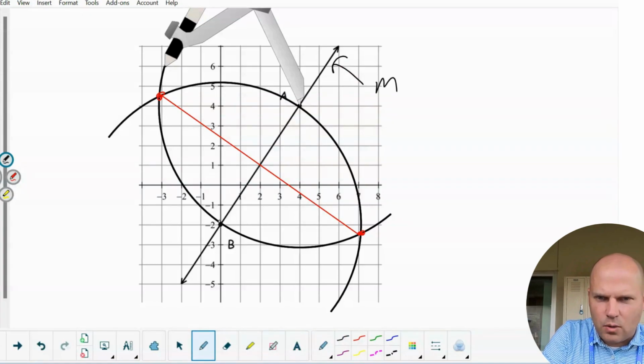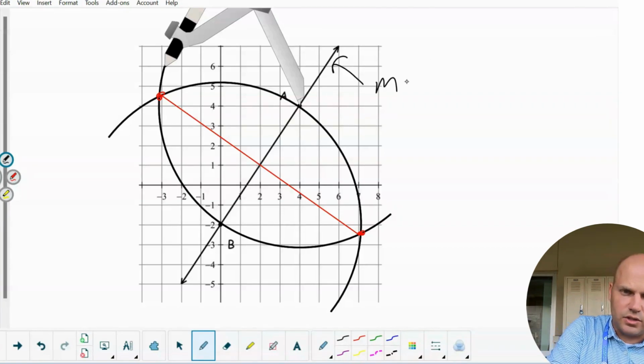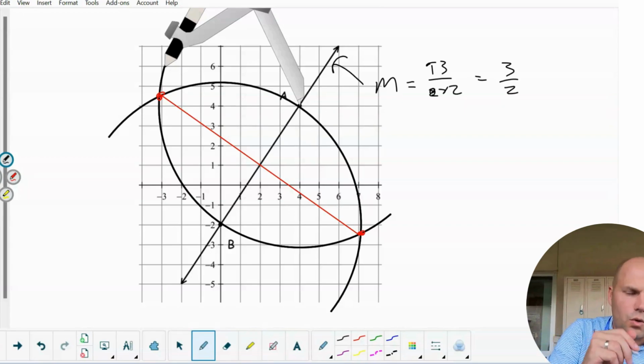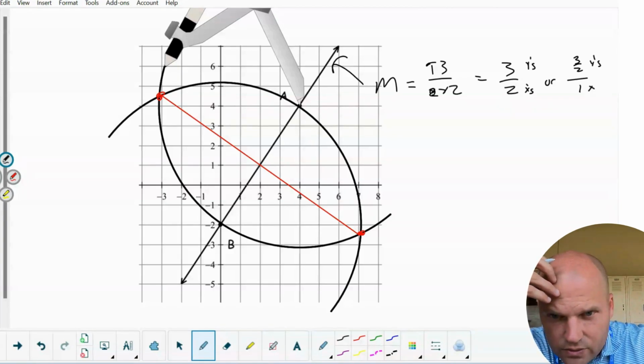I can see that I'm going up 3 y's as I go over 2 x's. This is a great one. My y's are going up 3 as I'm going over 2 x's. We would consider this a positive 3/2 slope, or like you're going up 3 y's over 2 x's, or you're going up 1.5 y's per 1 x. That's what I teach my calculus students.